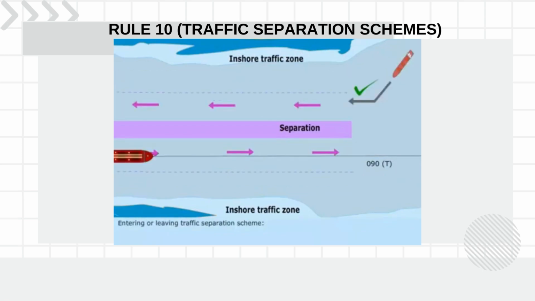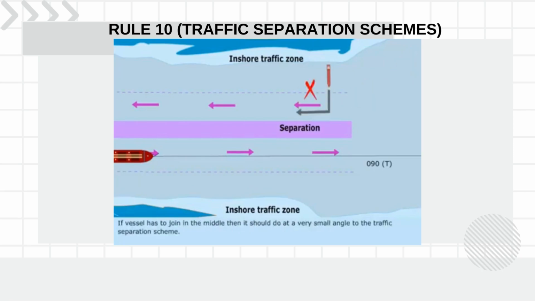Entering or leaving the traffic separation scheme. Make the course line join the traffic separation scheme at the beginning or at the end. If a vessel has to join in the middle, then it should do so at a very small angle to the traffic separation scheme. Similarly, when leaving in the middle, the angle should be small.